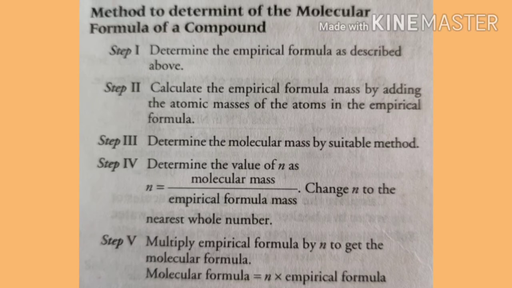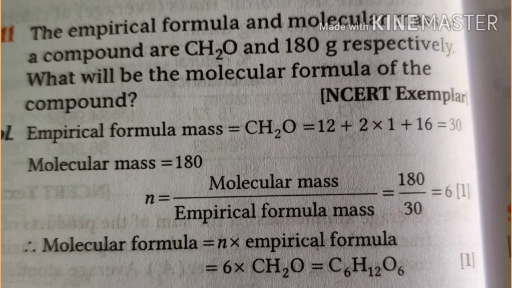Molecular mass is 26, so we divide 26 by 13, and it is equal to 2. So here the value of n is 2. That determines the molecular formula. If you multiply the empirical formula by 2, you will get the molecular formula. So this is a way by which we can find out the empirical and molecular formulas when percentage composition is given. And now there is one example.